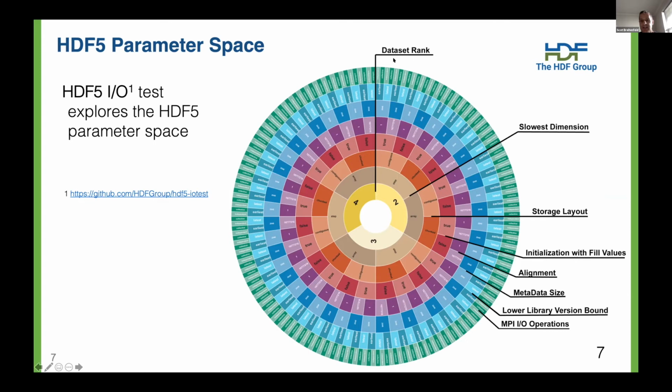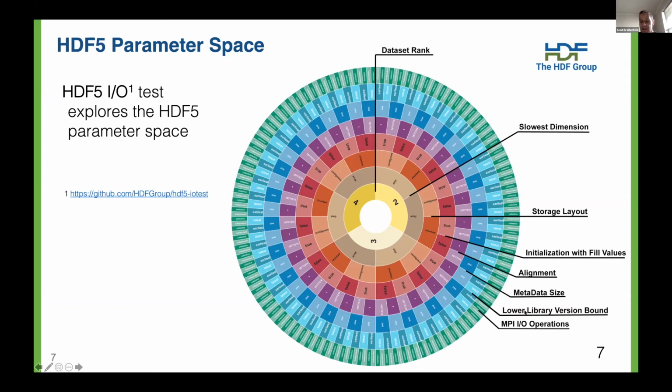The first parameter is dataset rank. If you have a 2D array, you can either write that as a 2D array, or you can combine that into other data sets, which I'll talk about later. The next is the slowest dimension, which I'll talk about in the next couple of slides. Then the storage layout, chunked or contiguous. For this talk, you're going to be focusing on chunked data sets. Then you want to figure out if you want to initialize your field values, which I'll mention later in one of the applications that we looked at. The alignment in the file: do you want default alignment or do you want to use an alignment boundary? You can also select your metadata size.